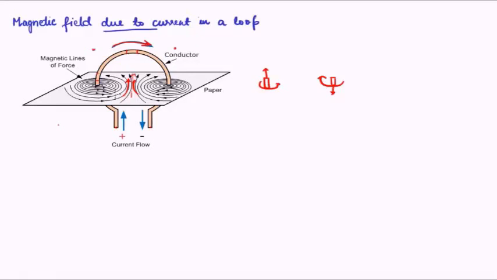Okay, and also we can say that the magnetic field lines are denser close to the wire and rarer, or less dense, spread out away from the wire. Right? Now let us see the nature of the magnetic field, as in how does this loop behave as a magnet.